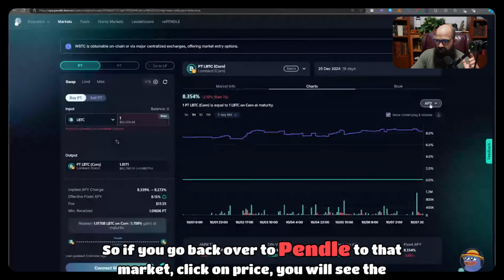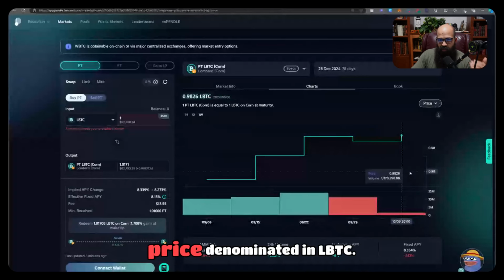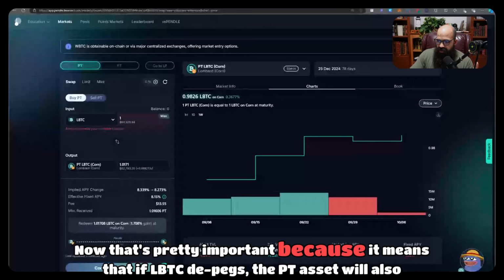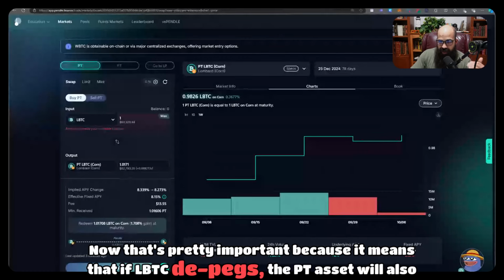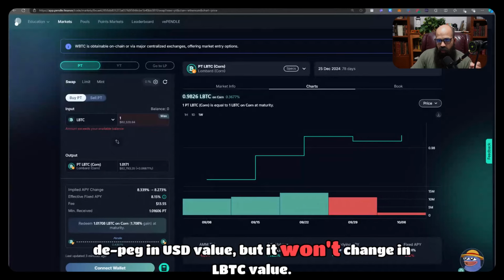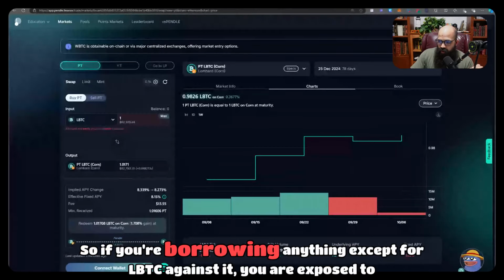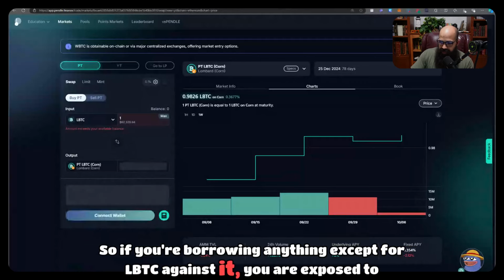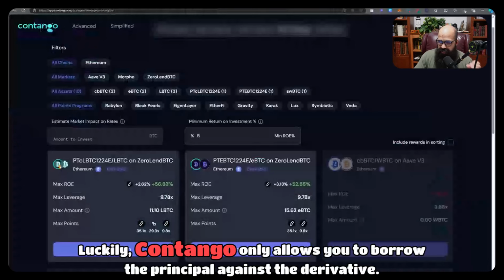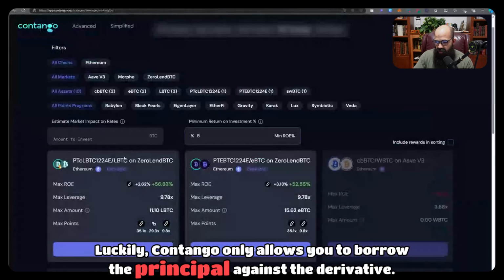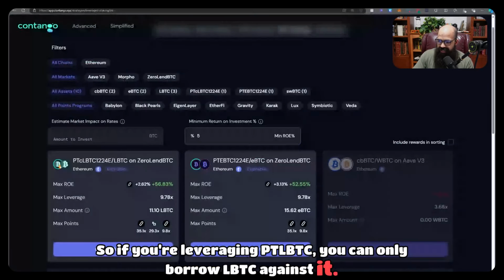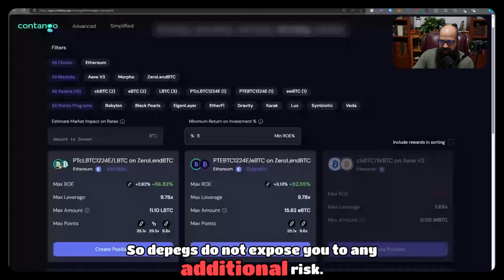So if you go back over to Pendle to that market, click on price, you will see the price denominated in LBTC. Now, that's pretty important because it means that if LBTC depegs, the PT asset will also depeg in USD value, but it won't change in LBTC value. So if you're borrowing anything except for LBTC against it, you are exposed to liquidation risks. Luckily, Contango only allows you to borrow the principal against the derivative. So if you're leveraging PT LBTC, you can only borrow LBTC against it. So depegs do not expose you to any additional risk.